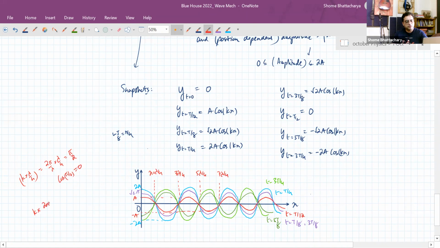Similarly, k into any odd multiple of lambda by 4 becomes an odd multiple of pi by 2, so it becomes cos of 0. So at x equal to any odd multiple of lambda by 4 here, the amplitude becomes 0. These are called nodes. These points we label as N. We can see the consecutive distance between two nodes is lambda by 2.